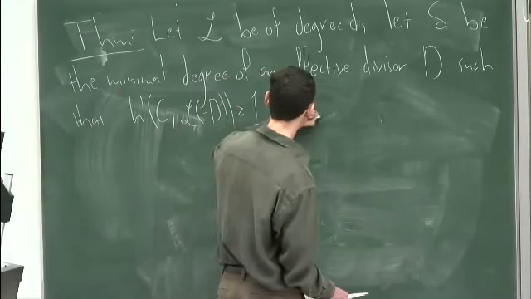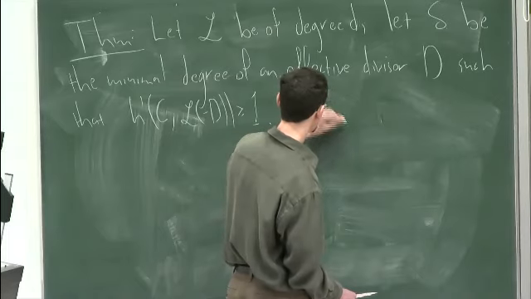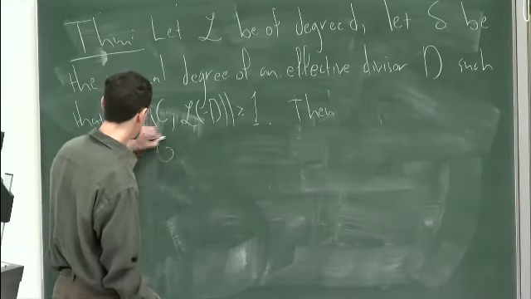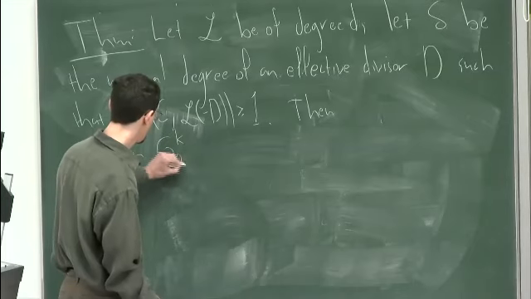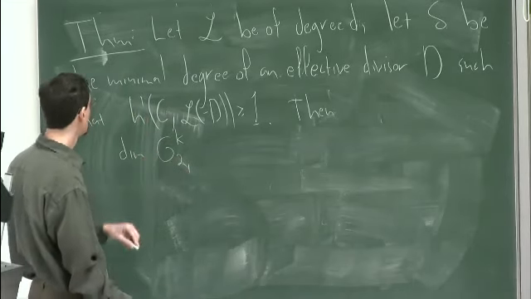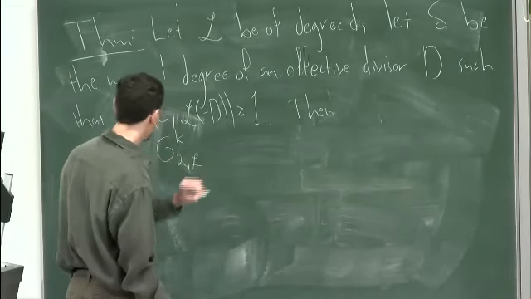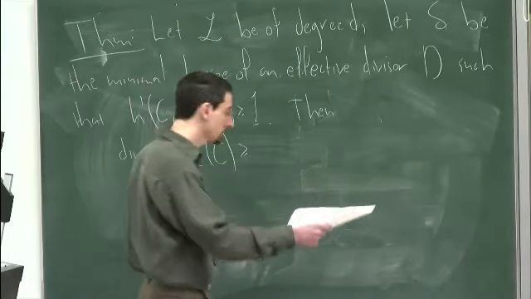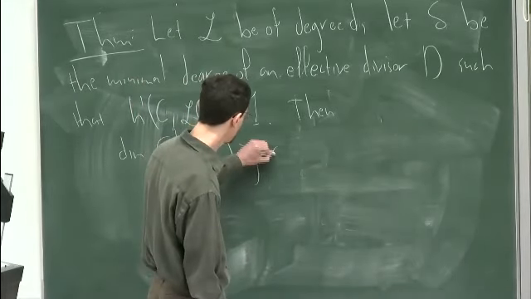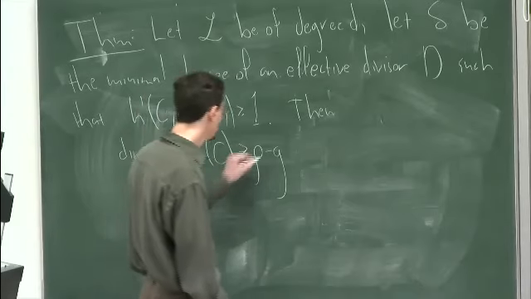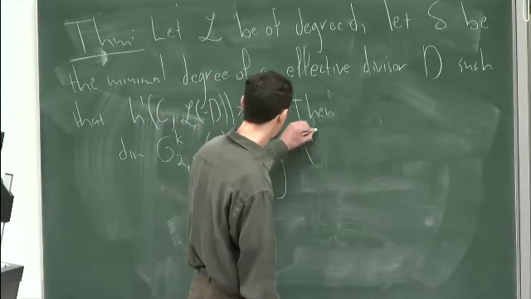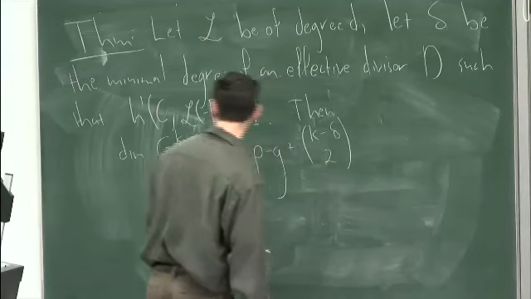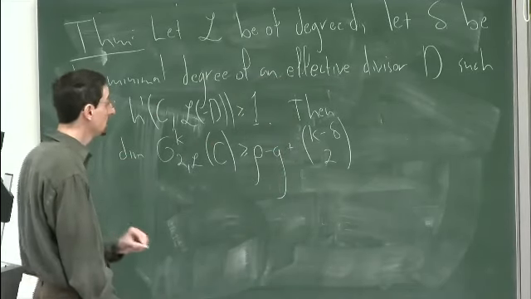Then the dimension of the space G_K, so we're going to fix rank 2 with determinant L. Again, we compare it to the expected dimension for fixed determinant, which is rho minus g, and we get that actually it's at least this plus k minus delta choose 2. Okay.